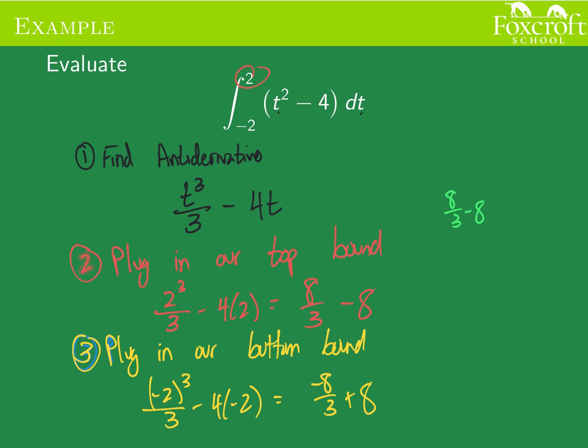8/3 minus 8. Now I'm going to subtract -8/3 plus 8. The negative is going to distribute. 8/3 plus 8/3 is 16/3. -8 minus 8 is -16. All right, so it's going to be 16/3 minus 16.